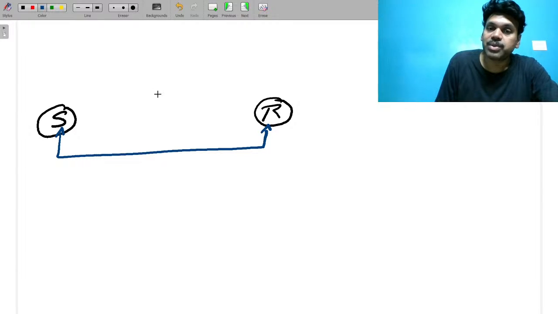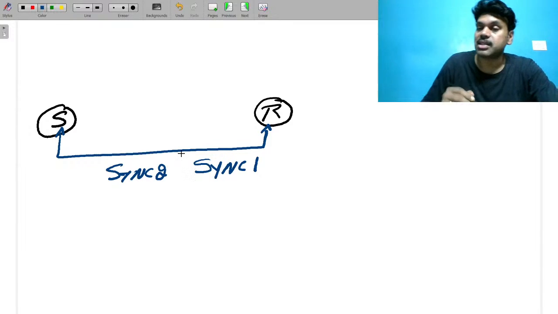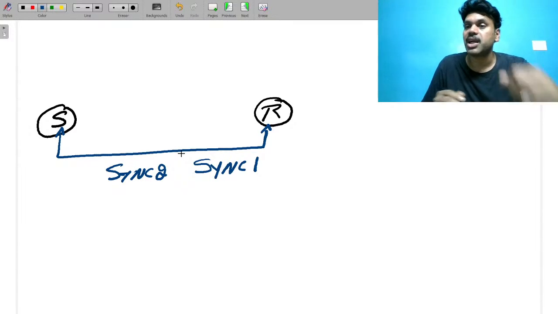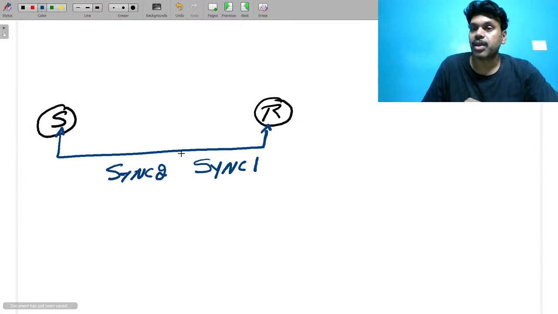So I will show you how this is going to happen. First, what are you going to do? The sender or receiver will send some synchronous signals to check whether sync is established or not. One character may be sufficient. If not, the second time also we will say hello. Then we will start communicating with each other.